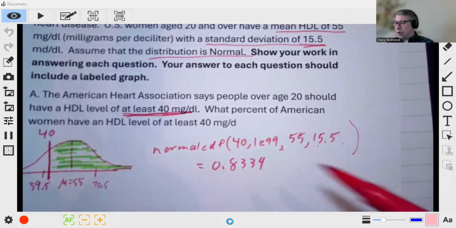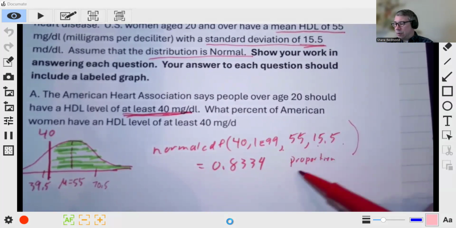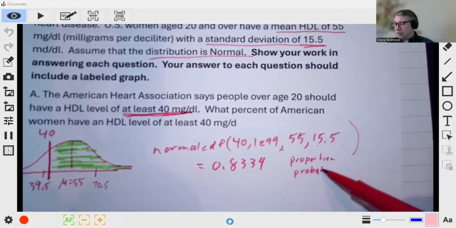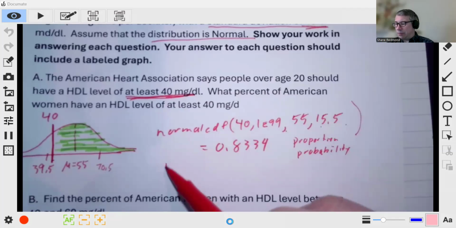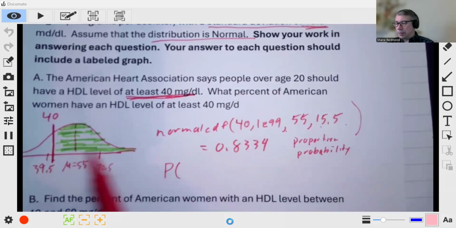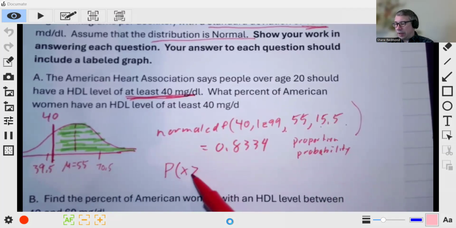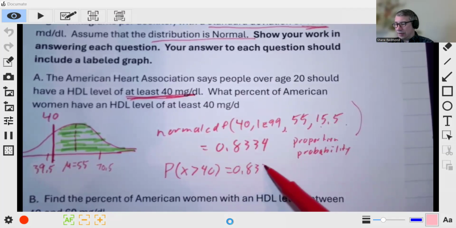And then we got back 0.8334. If your problem had said proportion or probability, we would stop right here and leave the decimal version. Some books might even say, for this problem, we were looking for the probability a value was greater than 40 and would leave our answer like this.